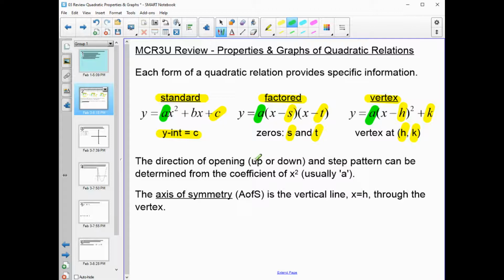And what does the a value tell us? So the a value is going to tell us things about direction of opening. So does it open up or does it open down? And if you are comfortable with, or if you've learned about it, you can use the a value to generate what's known as the step pattern, which can help you quickly and easily come up with a sketch. Another piece of information that we get, technically we get this from vertex form directly, is that if you know the h value from vertex form, that allows you to know what the axis of symmetry is. And that can also be very useful.